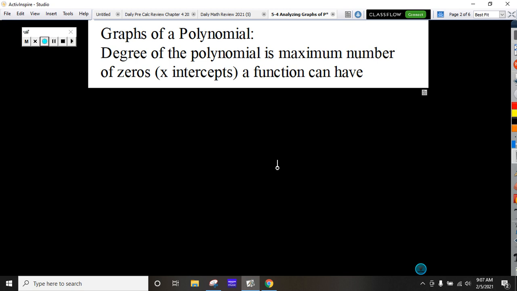So like I said, if you have something that's degree 5, it potentially could have 5 different zeros. Now that doesn't mean that every single degree 5 polynomial has 5 zeros, because how it's shaped will determine how many zeros it does have. Sometimes it might just have one, but it has the potential of having the maximum number of the degree. So that's one thing to watch out for.